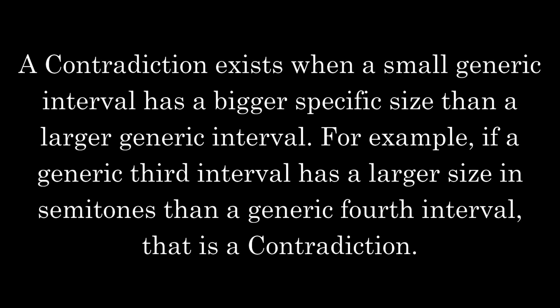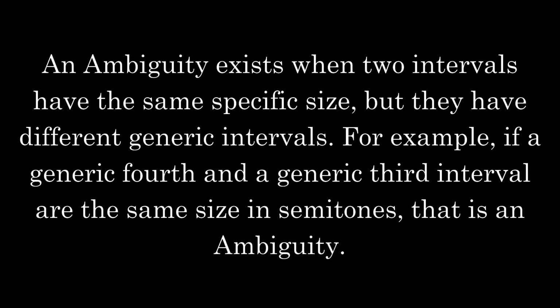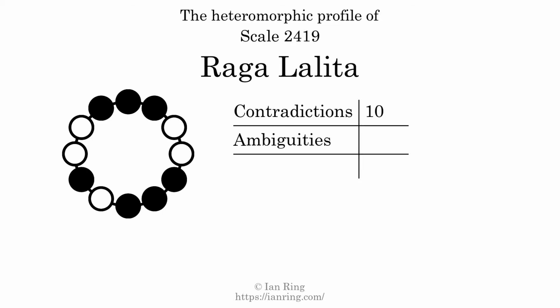A contradiction exists when a small generic interval has a bigger specific size than a larger generic interval. For example, if a generic third interval has a larger size in semitones than a generic fourth interval, that is a contradiction. The number of contradictions in this scale is 10. An ambiguity exists when 2 intervals have the same specific size, but they have different generic intervals. For example, if a generic fourth and a generic third interval are the same size in semitones, that is an ambiguity. The number of ambiguities in this scale is 26.